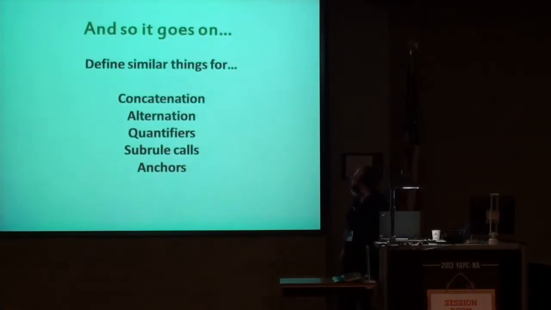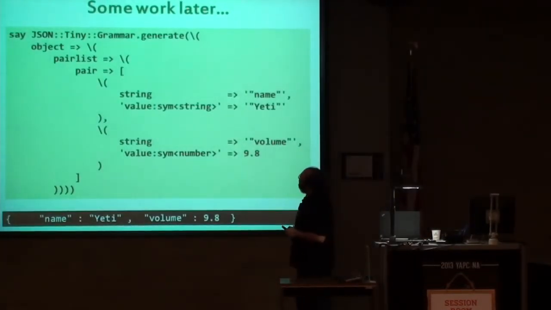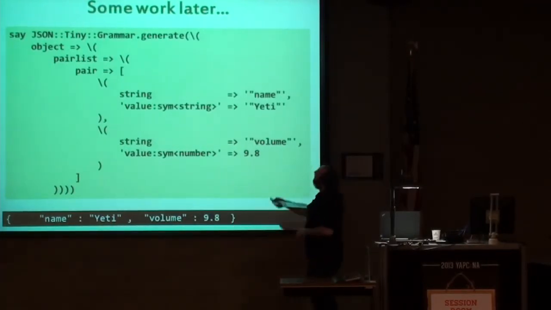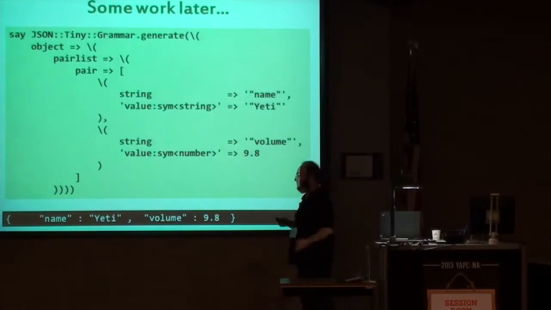Anyway, what we get by the time we've defined all of that is something where we take some JSON tiny grammar, and we call generate. And if you look, we pass it in an object which has a pair list, which has pairs, and here's the string for the name. Here is the value sim string, okay, and there's another one. And out the bottom pops this. Well, there we have it.